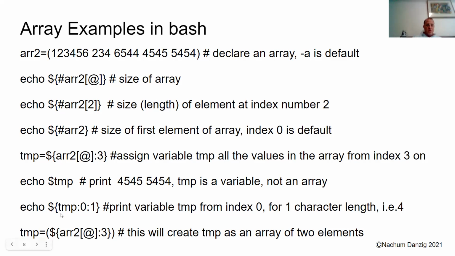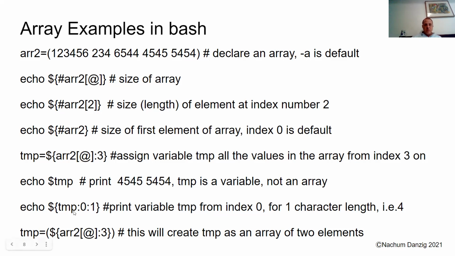Echo temp 0 to 1. What does that mean? So now I got my temp, and here it all is. And I say 0, print variable temp from index 0 for 1 character length. Remember, this one was 3 on. I didn't have another colon here. Here, there is another colon, 3, 1, which is 1 character length.